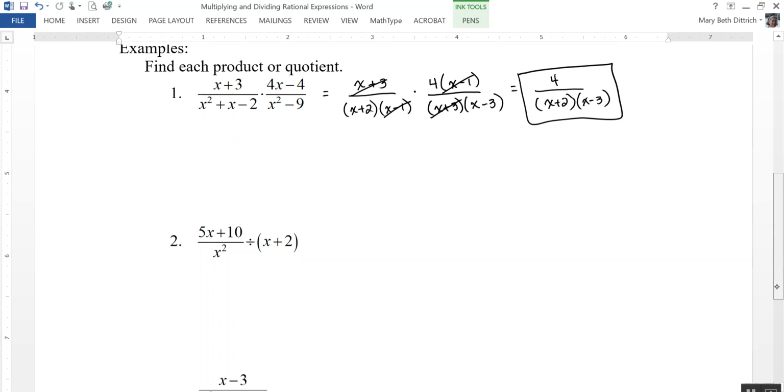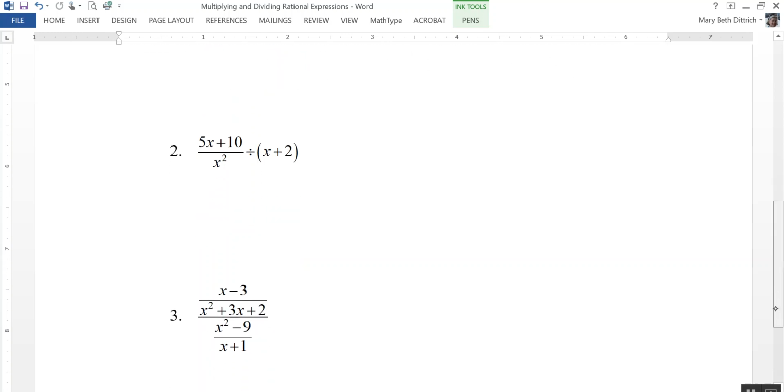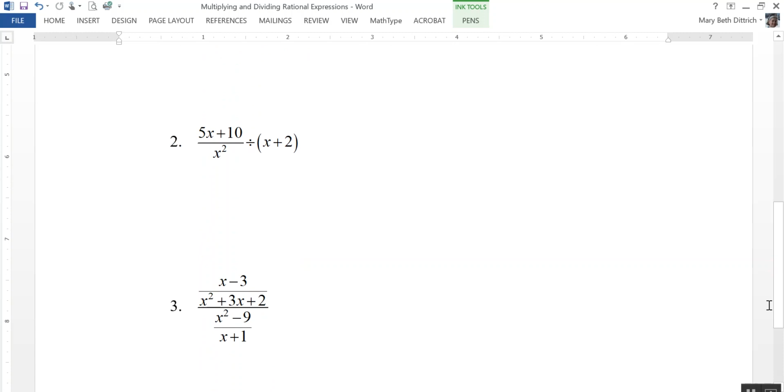Second example is (5x plus 10) over x squared, divided by the binomial x plus 2. So basically, if I'm dividing by x plus 2, that's the same as multiplying by 1 over x plus 2. And I'm also noticing that I can take a greatest common factor of 5 out of the numerator here. Instead of dividing by this, I'm going to multiply by the reciprocal. Now I've turned this into a multiplication problem, and I have a common factor of x plus 2, and that leaves me with a 5 on top and an x squared in the denominator.